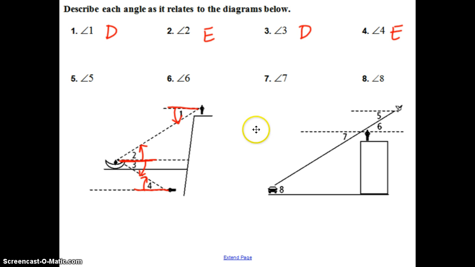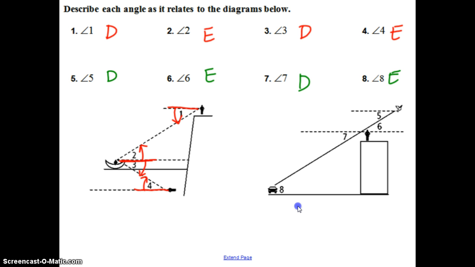Now I want you to pause and then look at this diagram and try to determine whether angles 5, 6, 7, and 8 are angles of depression or elevation. And then you can press play and check your answers with me. So go ahead and check your answers. You should have that angle 5 is an angle of depression, angle 6 is elevation, angle 7 is depression, and angle 8 is elevation.